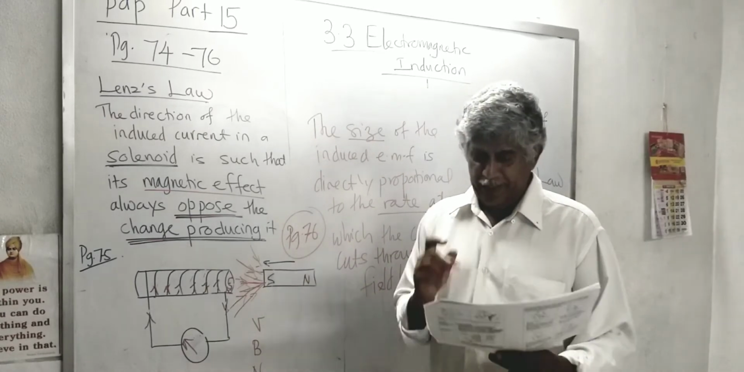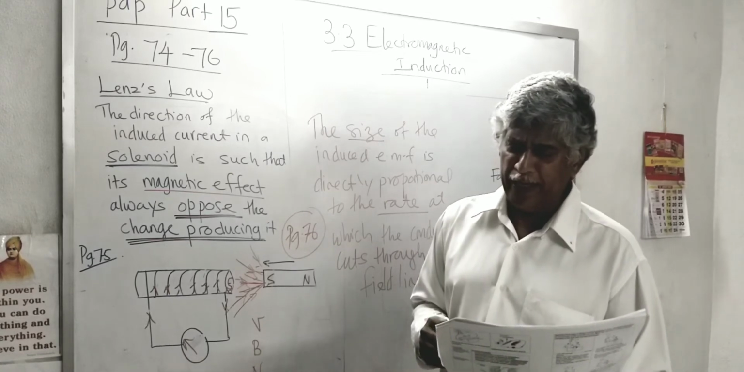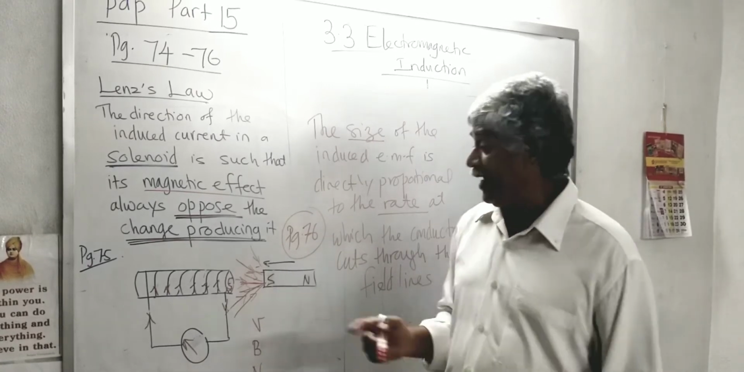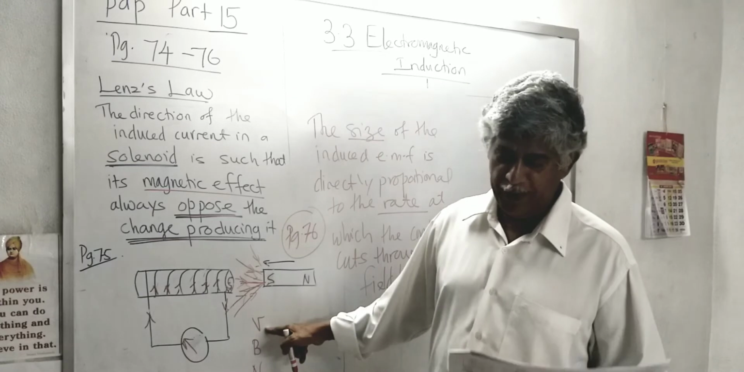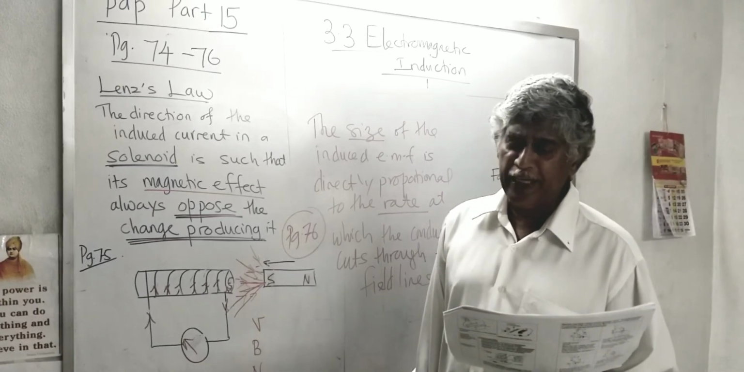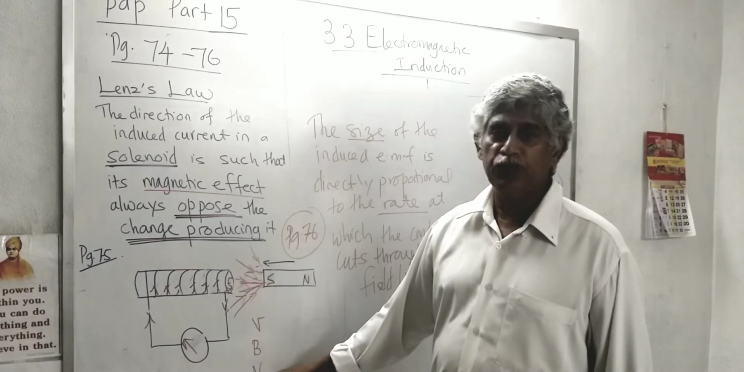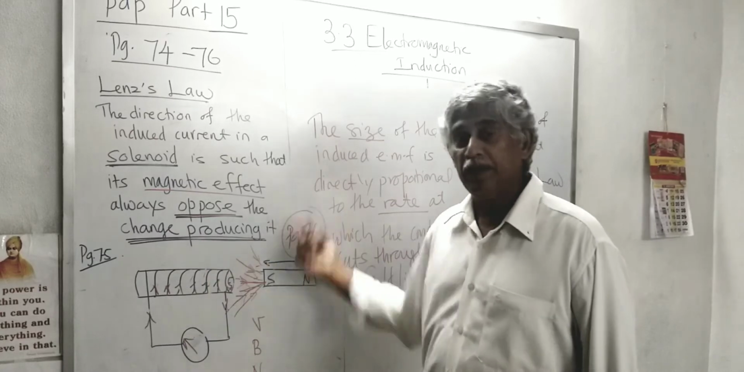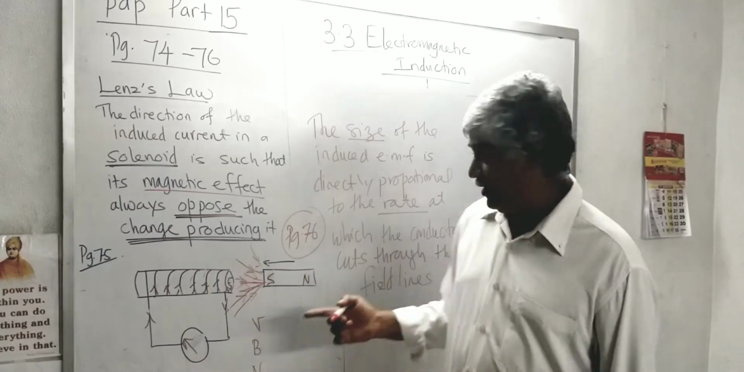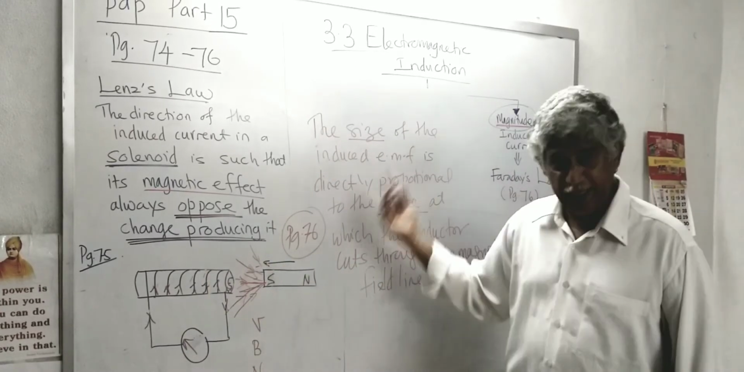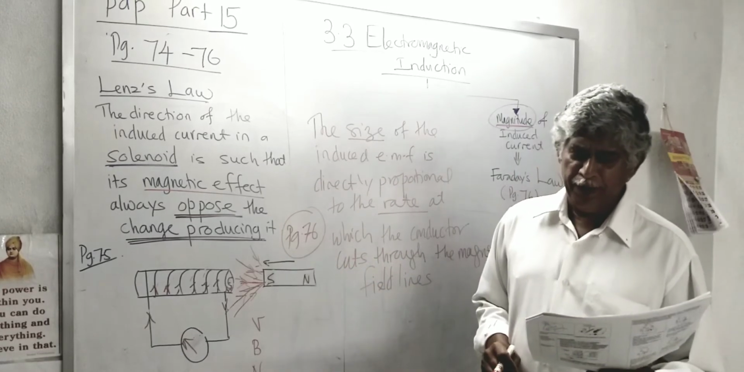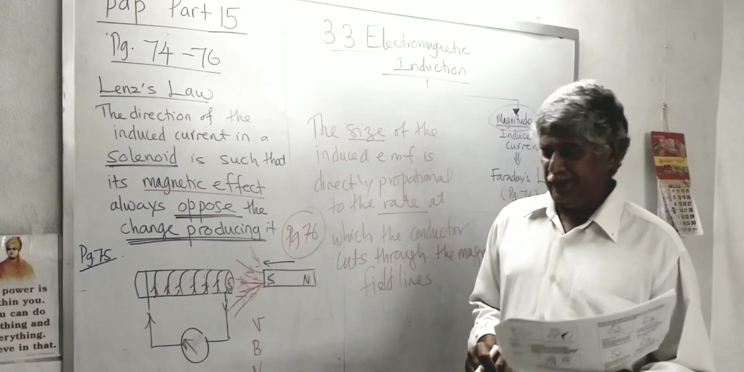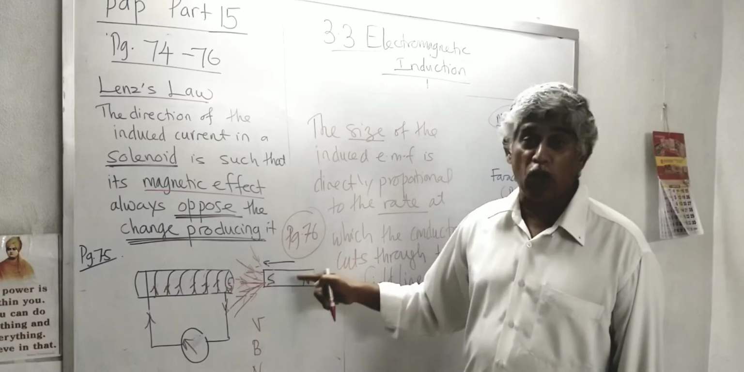How the rate of cutting can be increased: number 1, moving the magnet in the solenoid at a higher speed, v for speed, velocity. Number 2, increasing the number of turns. More turns, more rate of cutting, so greater the magnitude. And number 3, increasing the strength of the magnetic field, that means you use a stronger magnet.